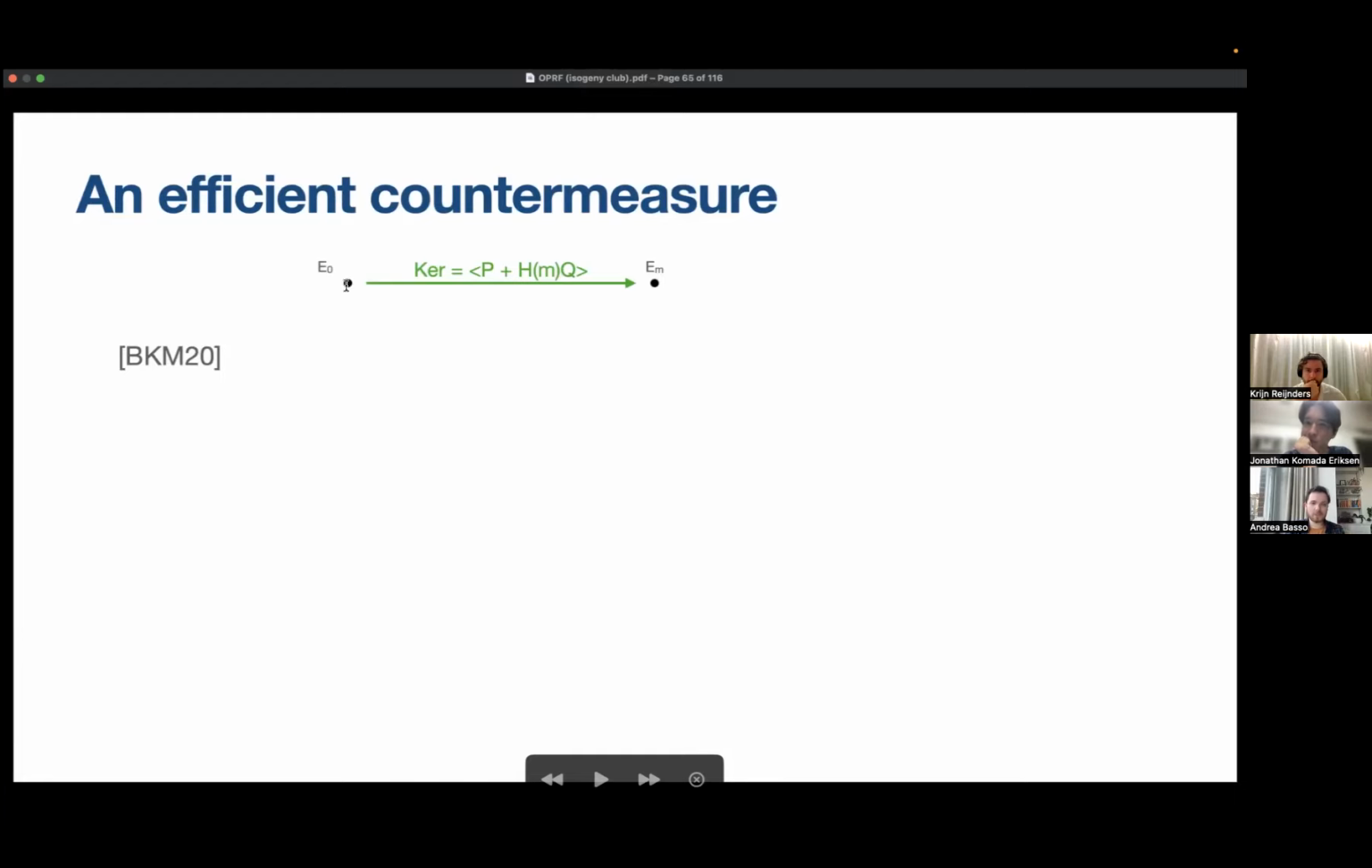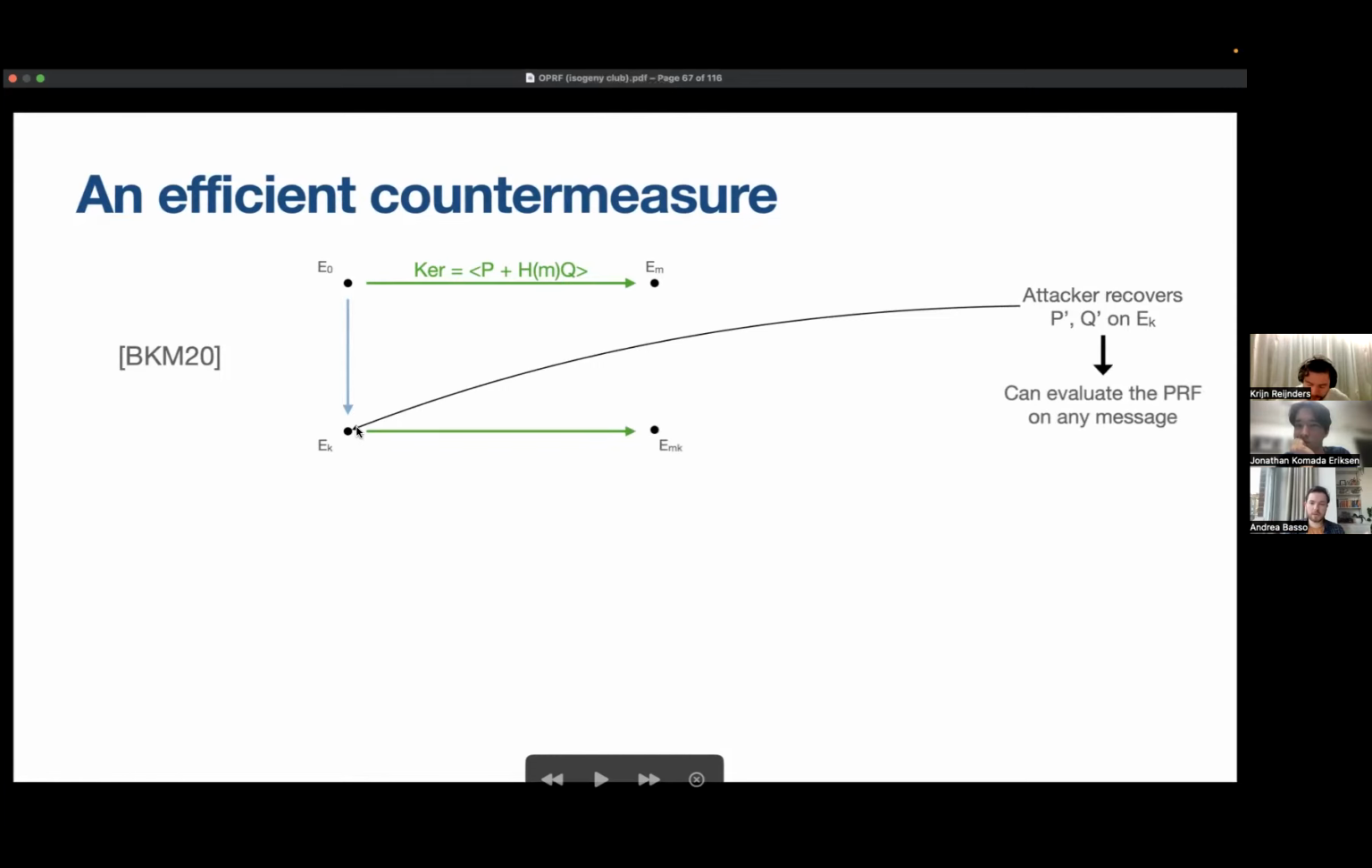We start from the curve E0, compute an isogeny by hashing a message M and then using it in SIDH to determine a kernel. And then the attacker recovers points P' and Q' on EK, and this allows them to evaluate on any message. What we do is somewhat of a very minor modification, but that also has very profound implications.